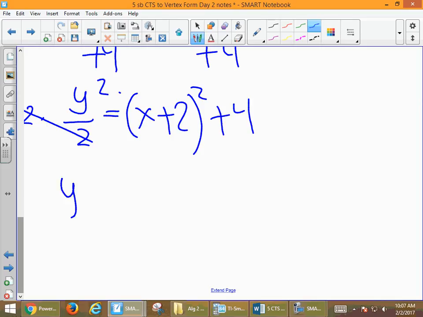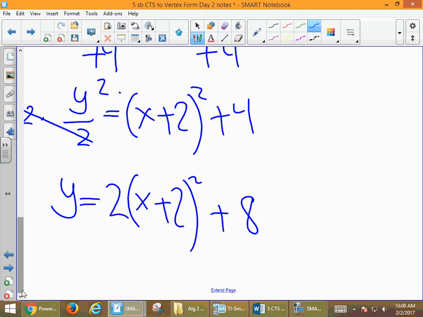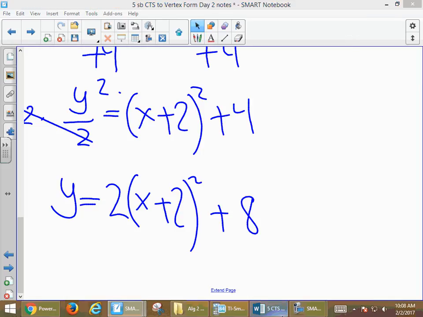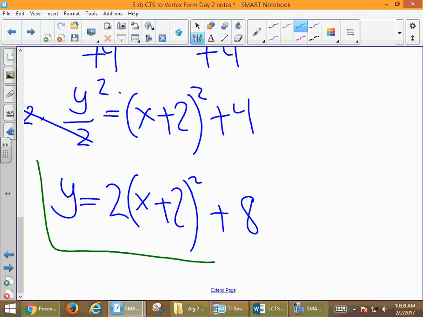And so we have y equals 2 times x plus 2 squared. But then we're multiplying the whole thing by 2. So this is 2 times x plus 2 squared, and then 2 times 4. So what's 2 times 4 going to give us? 8. So plus 8. So our vertex form of our equation is y equals 2 times x plus 2 squared plus 8.